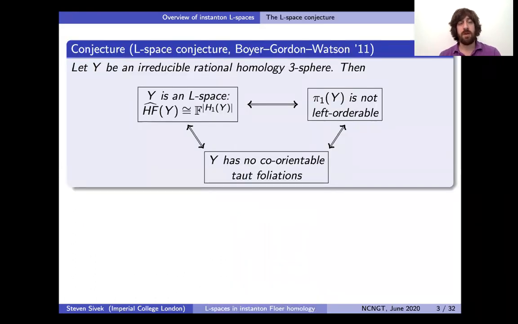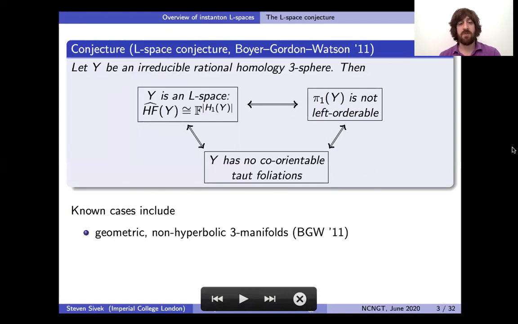So to recall what the L-space conjecture is, Boyer, Gordon, and Watson suggested that if you have a rational homology 3-sphere Y and it's irreducible, then the following should be equivalent. First is that it should be an L-space, meaning that the hat version of its Heegaard Floer homology is as small as possible, that the dimension of it is equal to the order of the first homology of Y. Equivalently, the fundamental group should not be left orderable, and both of these should be equivalent to Y not having any co-orientable taut foliations.